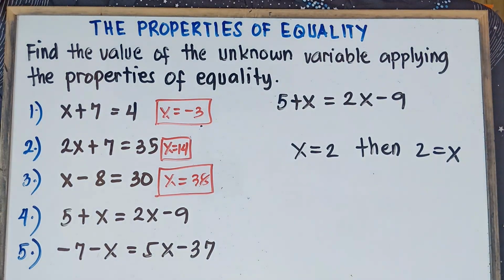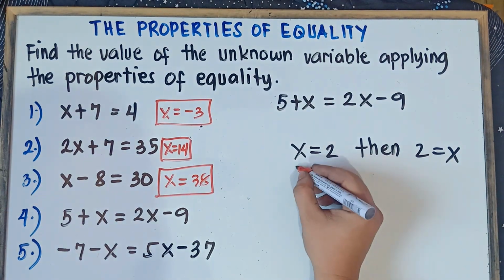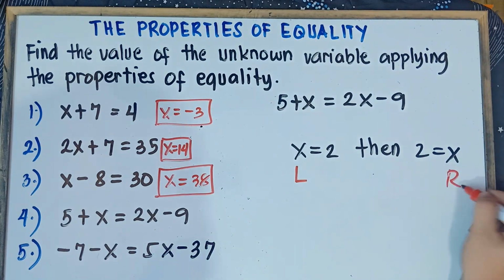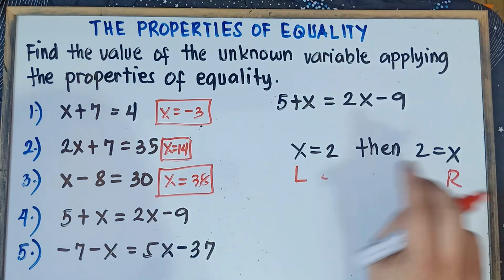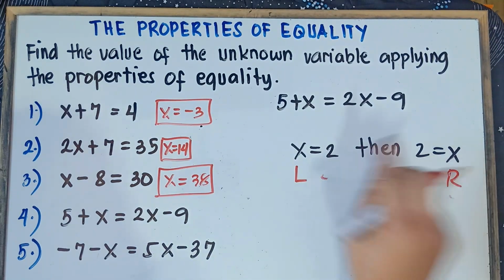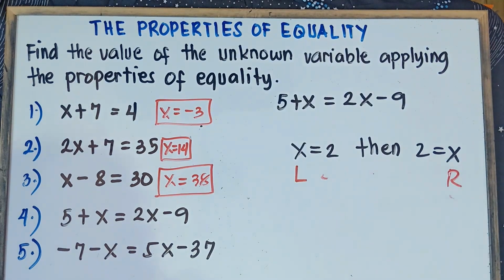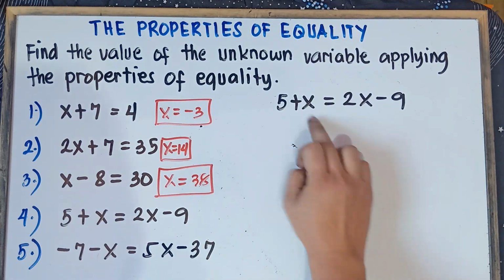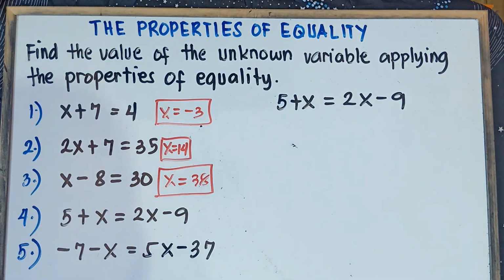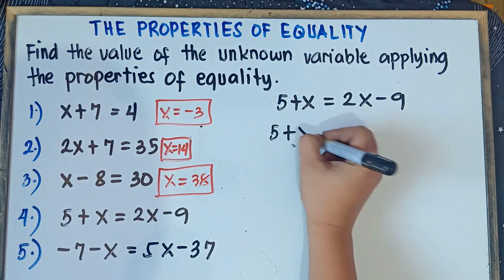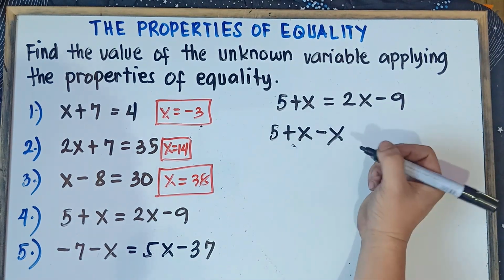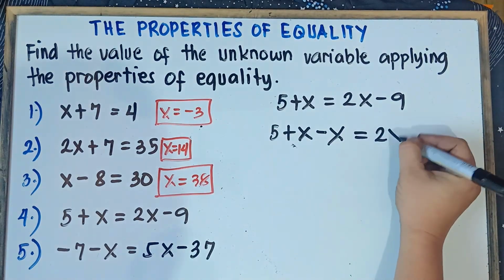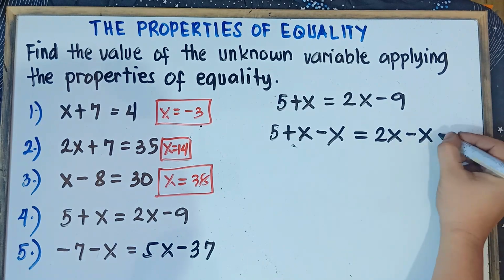It doesn't matter, class, if your x value is on the left of this equal sign or on the right of the equal sign. This is just the same, class. X equals 2, it's just the same with 2 equals x. So the thing that we will do, class, is we need to subtract both sides by x so that we can cancel this out. So this will be 5 plus x minus x. So we just simply cancel x, equals 2x minus x minus 9.